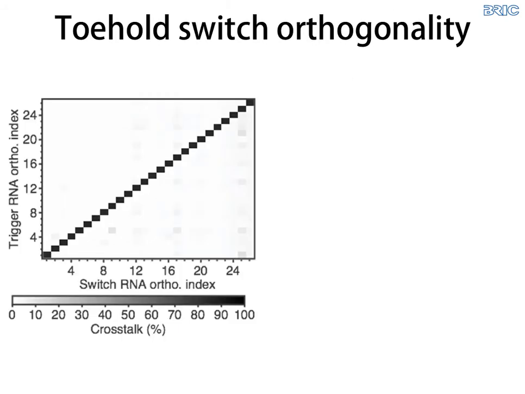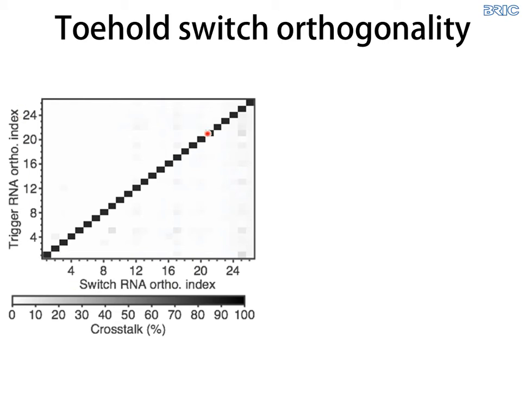And then it also has good orthogonality. Previously we mentioned that in protein-based regulators, having good orthogonality, which is having low crosstalk, is important. And here you can see that there's almost no crosstalk in the switch and trigger indexes.